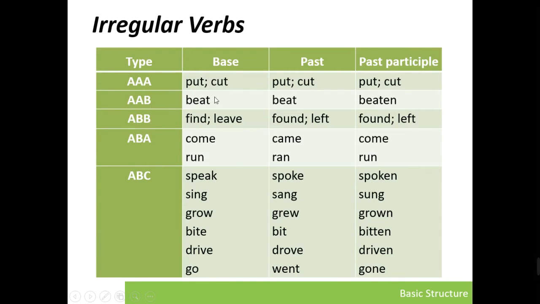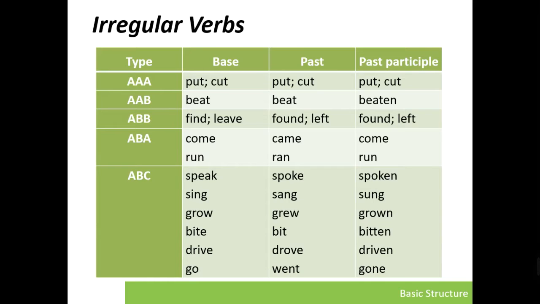It means that the same form is found in the verb 1 and verb 2, but it is different in verb 3. For example, the word beat. So the base and the past of this verb will be the same: beat, beat, but it is different for the verb 3, beaten. Okay, that's the pattern for AAB.